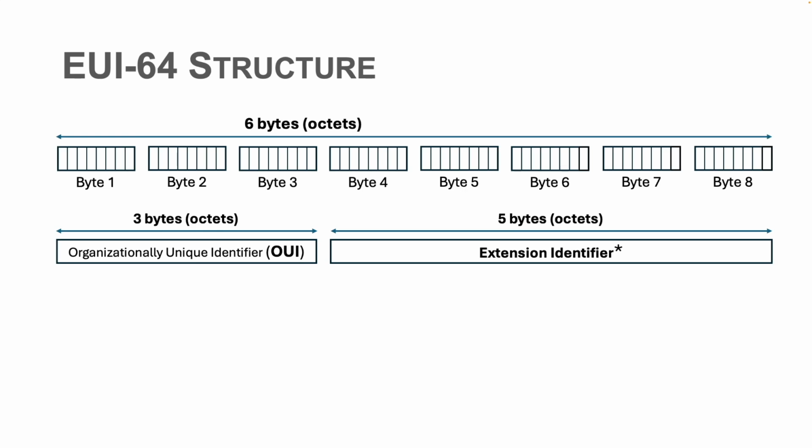In addition to EUI-48, there is EUI-64, which the IEEE recommends adopting for non-Ethernet technologies since it is more widely available. In this case, the second part of the MAC address, the extension identifier, consists of 5 bytes or 40 bits, while the OUI remains unchanged.